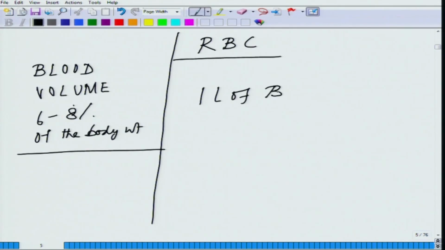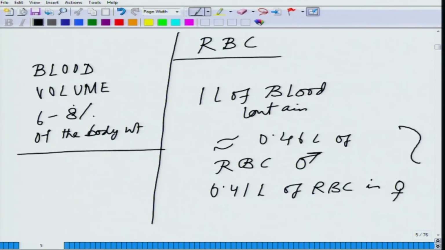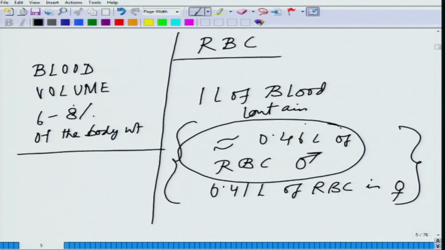Okay. And 1 liter of blood contains approximately 0.46 liter of RBCs in males, and 0.41 liter of RBCs in females. It varies according to the physiological status. Okay. So, this value that you see here is essentially called hematocrit.